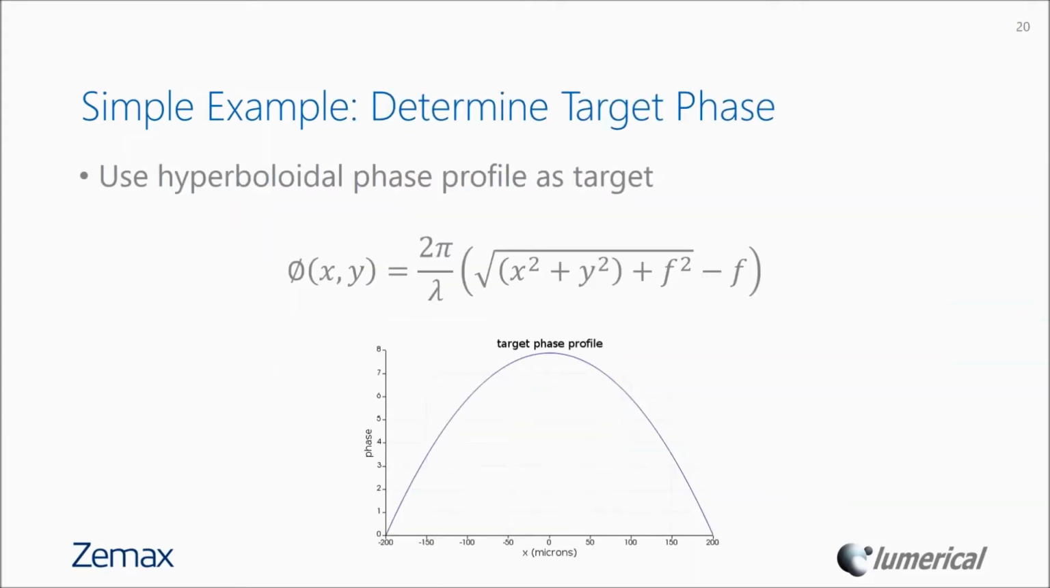So the first step here is to determine the target phase profile that I need to achieve the desired lens properties. Here I'm just going to use a very simple hyperboloid phase profile, and it's drawn here. This is going to give me a focusing lens. For much more complicated lenses like the ones that Reza will be talking about today, you may want to use OpticStudio to determine the target phase profile instead of just using a simple function like what I'm doing here.